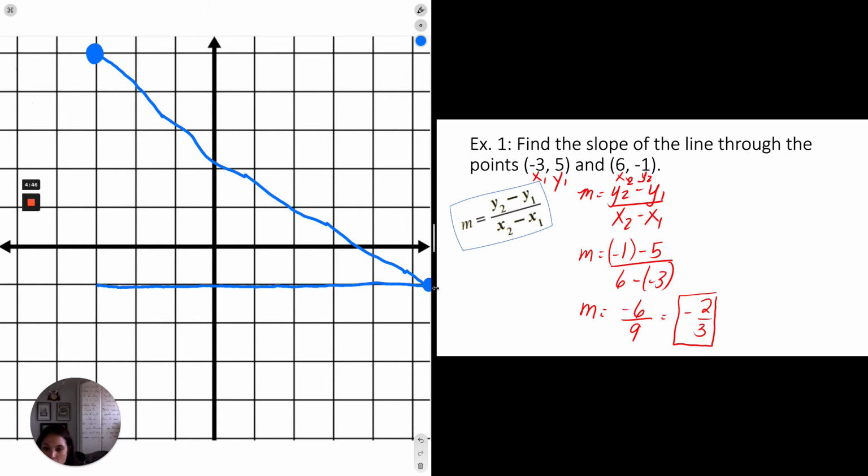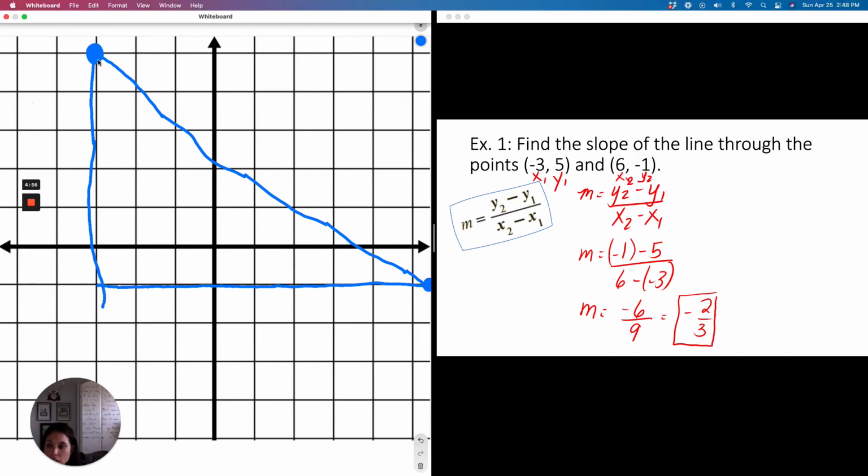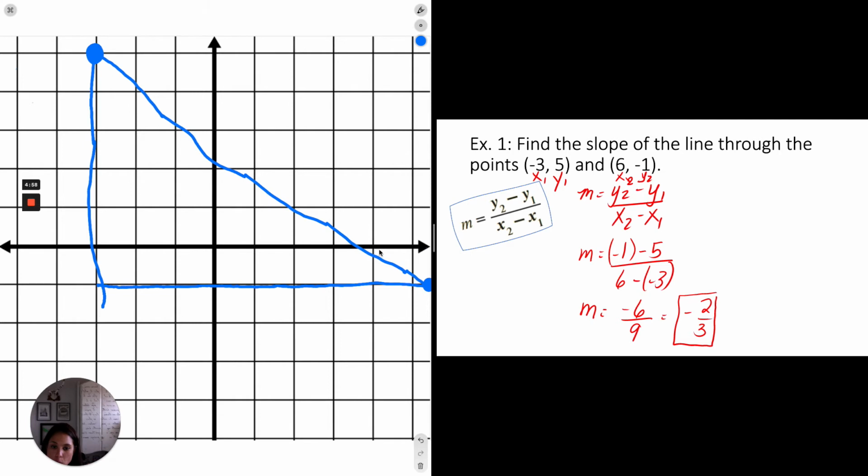And I want you to understand exactly what we just solved for. So when you find the difference of the y's, you are finding the distance of this slope right here. You are finding how steep it is. And then with the x's, you are finding the distance of this horizontal line.